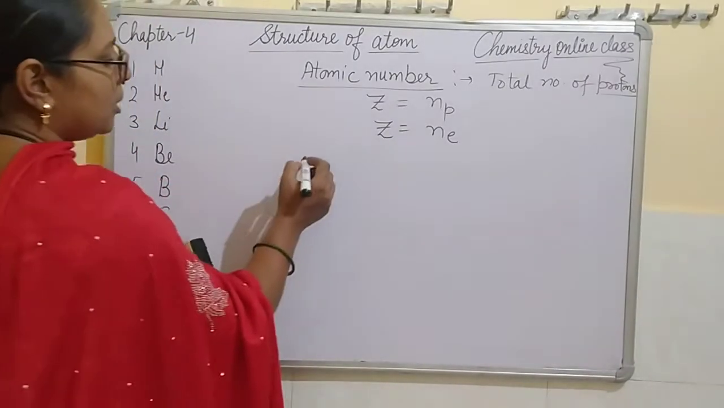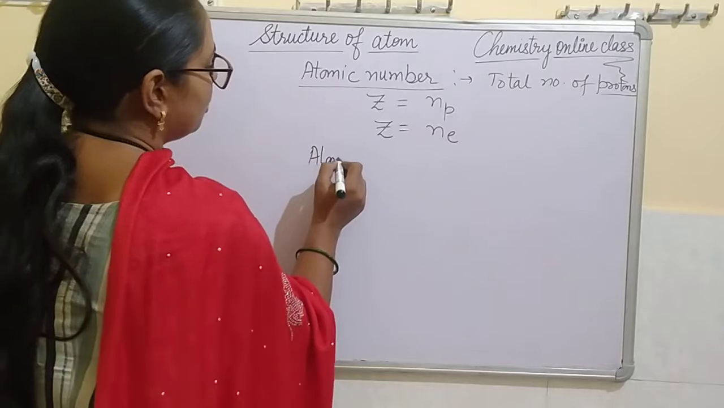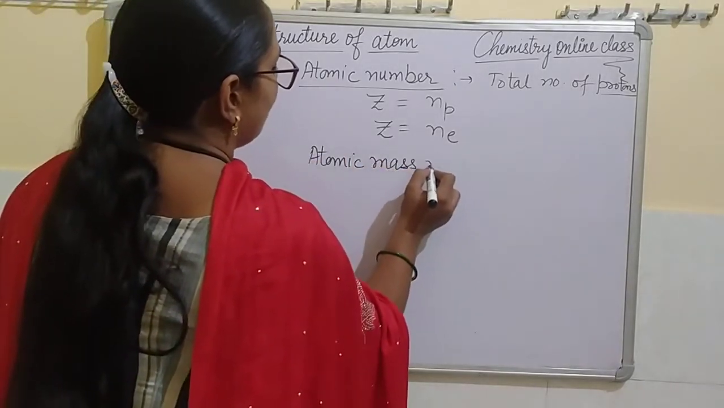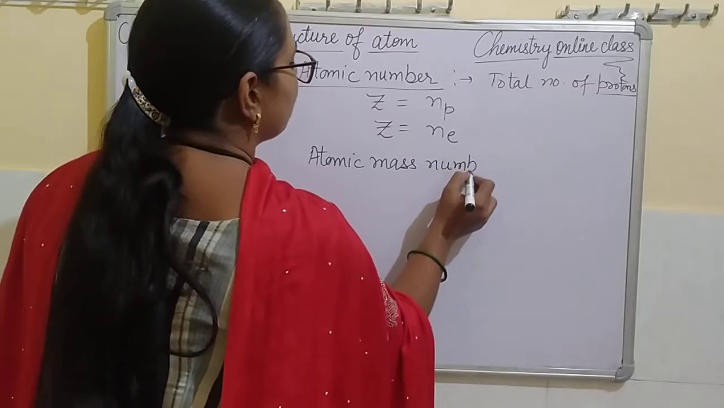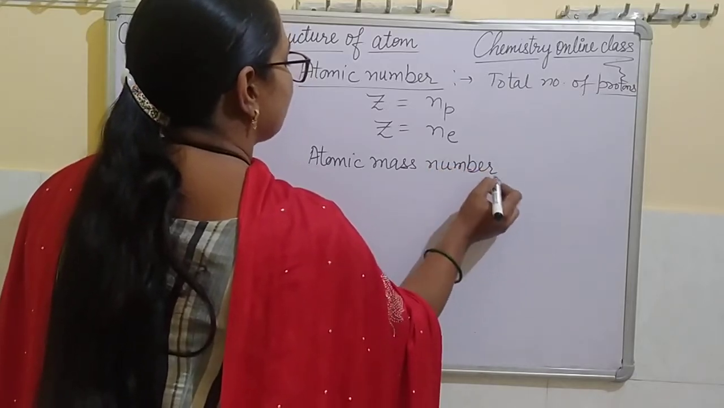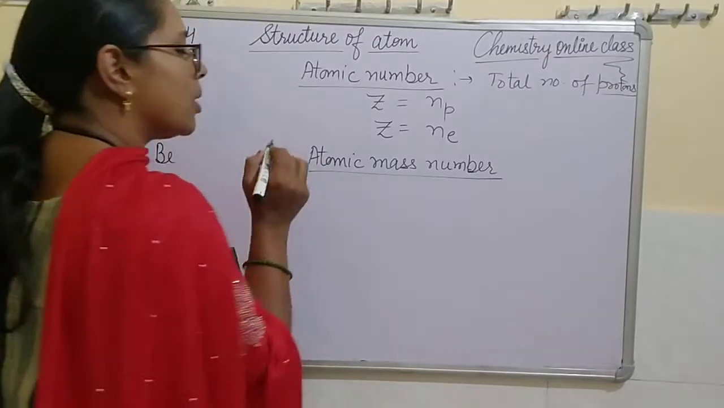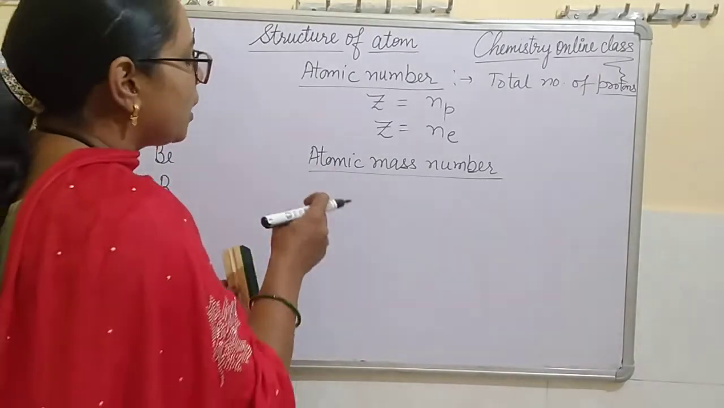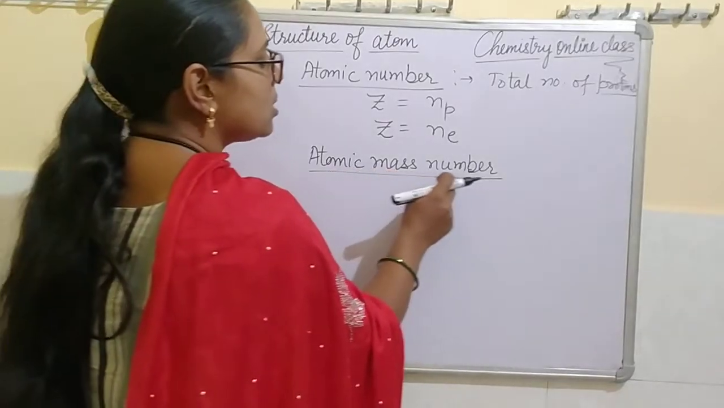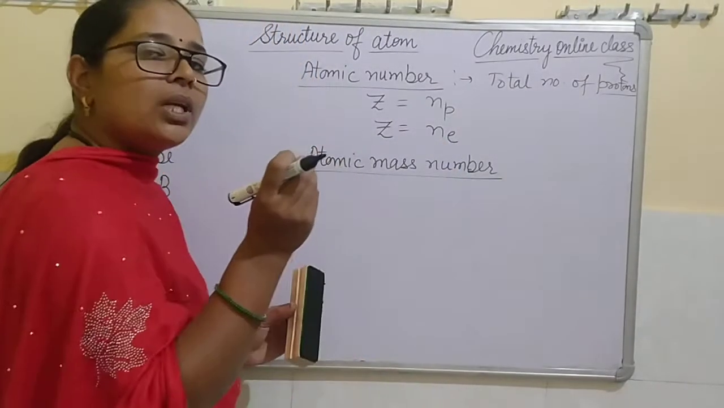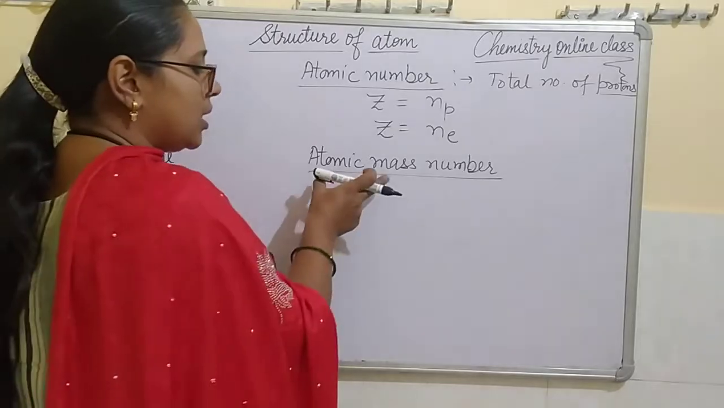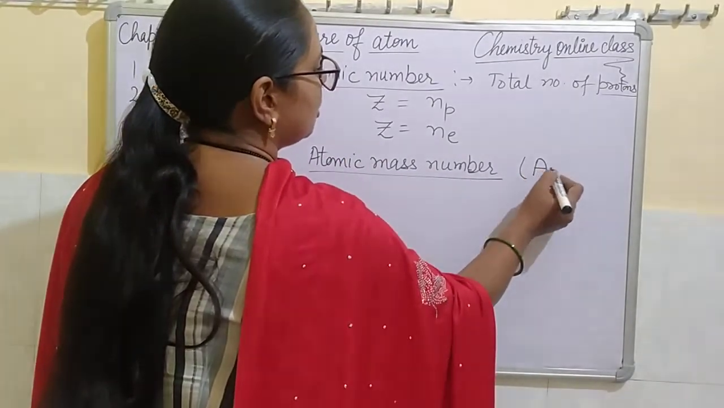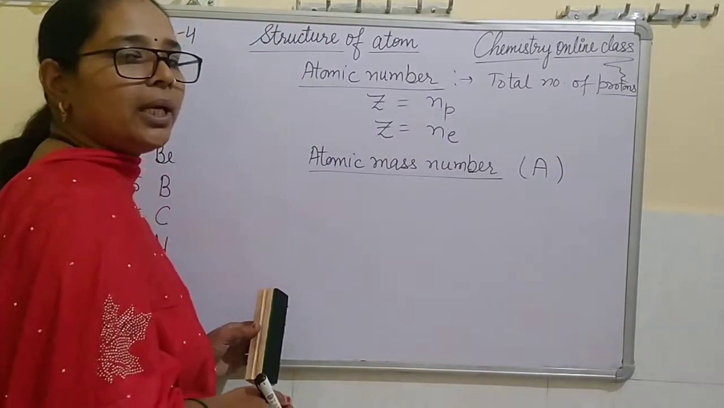And the second term is atomic mass number. What do you mean by atomic mass? In the previous chapter we have studied that atomic mass means mass of one atom. And here I am writing atomic mass number. That means we will write a number which represents the atomic mass. And this atomic mass number is represented by capital A.